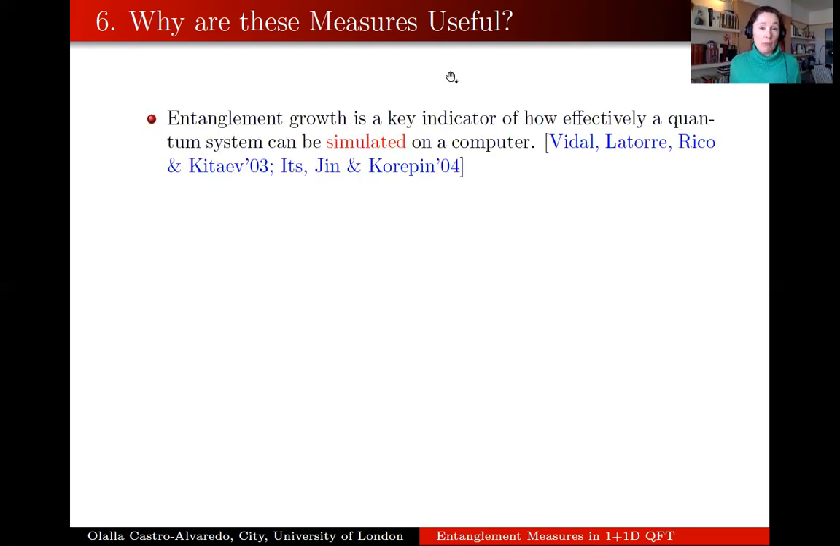But the original motivation, in my field at least, so in the context of low-dimensional quantum field theory, originally came from the fact that entanglement growth is a key indicator of how effectively a quantum system can be simulated on a computer. So it is very well known, probably to many of you, that the entanglement grows logarithmically in conformal field theory, for example. So it grows very fast, which means that conformal field theories are hard to simulate on a computer, whereas gapped systems are easier to simulate. So these sorts of ideas actually prompted a lot of research in the early days on these kinds of problems. And a lot of that research was numerical, for example, in these two papers that I mentioned here.